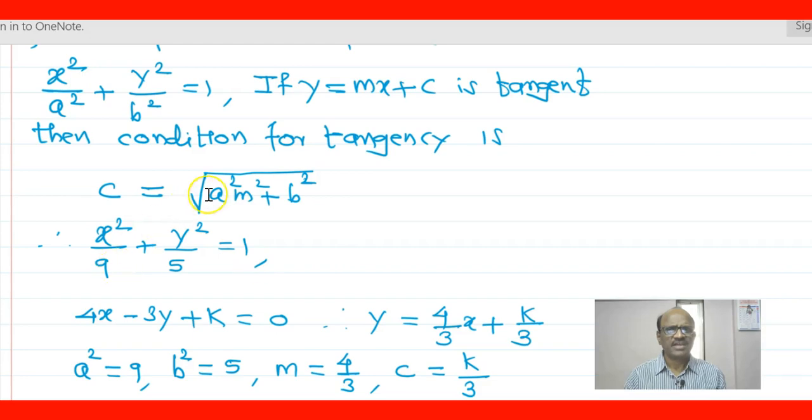Now see this ellipse, the value of a square is 9, therefore a is equals to 3, and the value of b square is equals to 5. Now see this, that is 4x minus 3y plus k equals to 0. Write this equation in terms of y is equals to mx plus c.